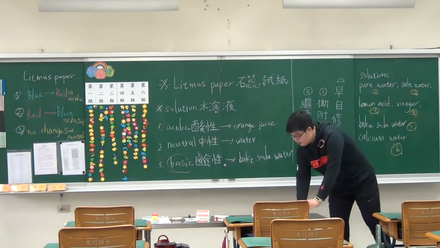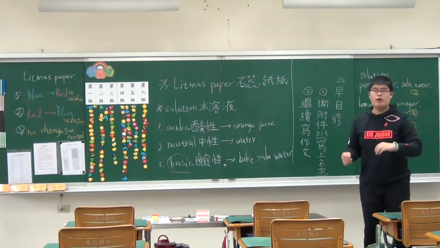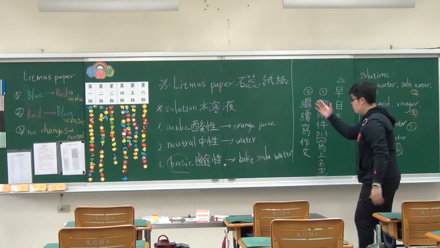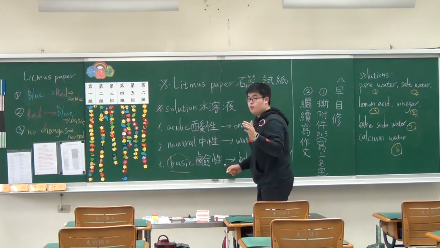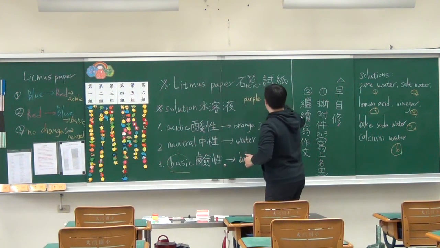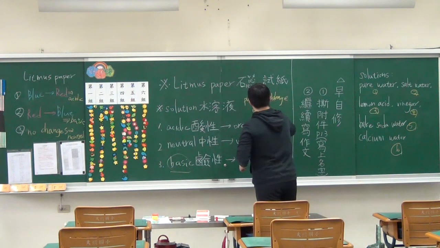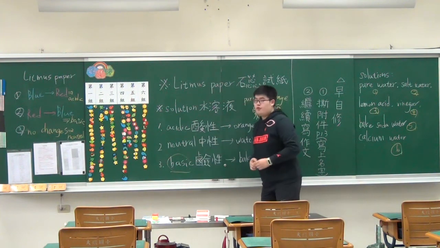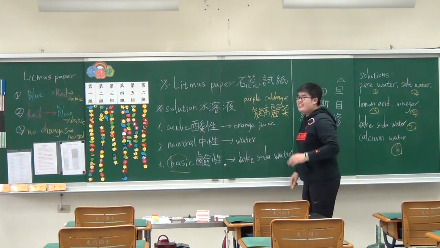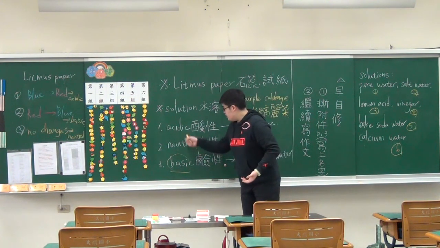And now this litmus paper is a tool to test these 3 unique characteristics. And we have other tools to test those characteristics, right? Such as, wow, that's a great answer. Nancy said we have purple cabbage. So the solution of purple cabbage is able to test these 3 kinds of unique characteristics. So in the next class we will figure out how purple cabbage solution tests these 3 kinds of characteristics.